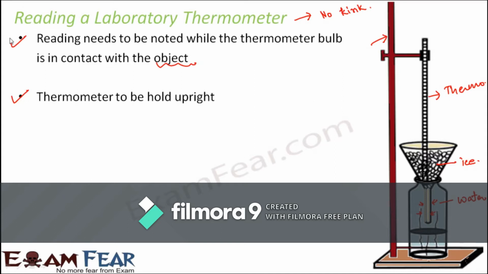Now, these two things are important in a laboratory thermometer. They are also how a laboratory thermometer is different from a clinical thermometer. And this also tells you why it cannot be used to measure human body temperature. Because in human beings, is it possible that you place the thermometer under your tongue and simultaneously you read the temperature? That is not possible, right? You have to take the thermometer out and then read the temperature.